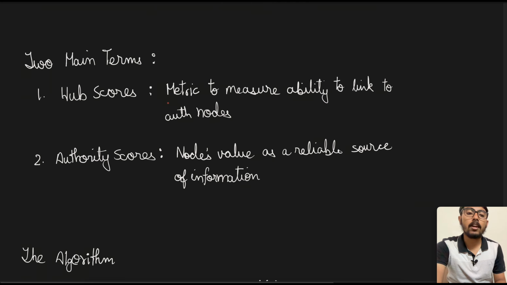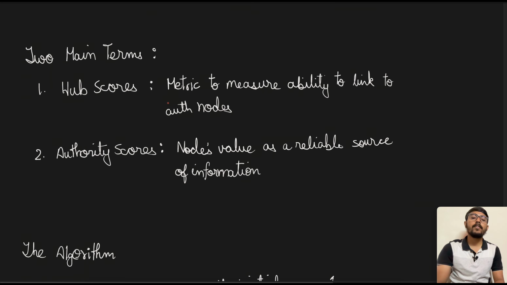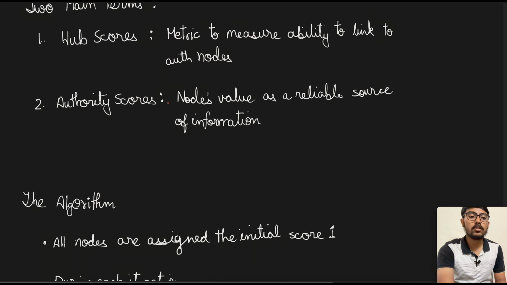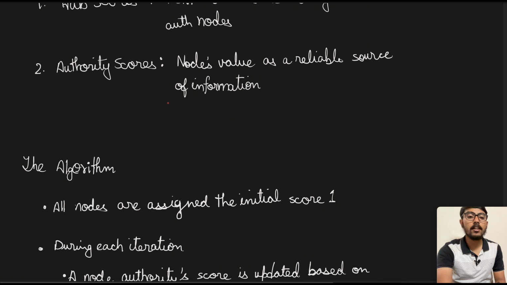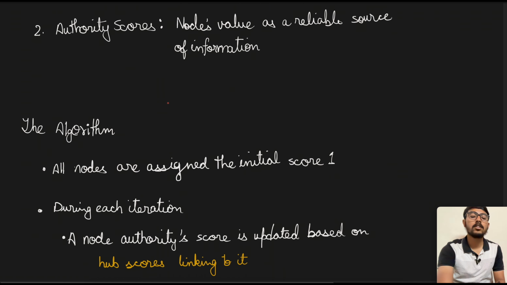Now we come to the algorithm part of HITS. We have an iterative way of doing the process and refining these scores until they converge or give significant meaning to the search. First, all nodes are assigned an initial score of 1. Then during each iteration, a node's authority score is updated based on the hub scores linking to it.